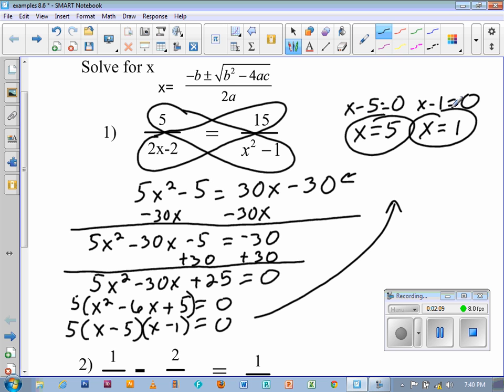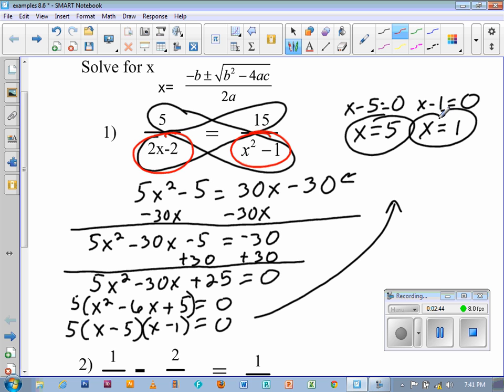Now, one of the things that you have to be careful with here is you always have to check the answers. 1 is not going to work for us, because if we substitute 1 into this denominator here, that creates 1 squared minus 1, which is 0. So we cannot divide by 0. So 1 is not going to work for us. It wouldn't work here either, because as you can see, 2 times 1 is 2, minus 2 is 0. We cannot generate an answer that creates 0 in the denominator.